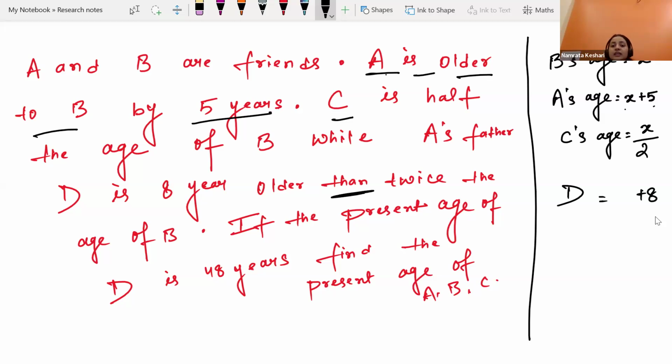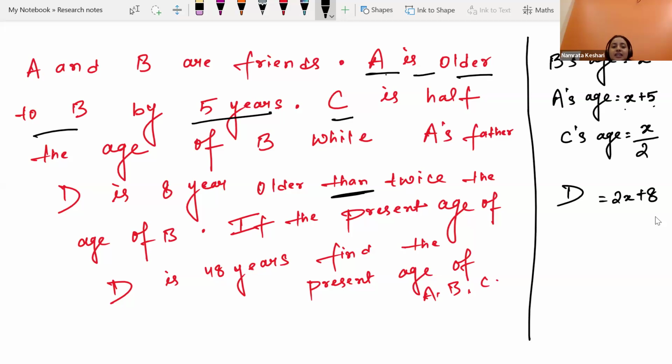Then what? Then twice the age of B. Twice the age of B. Are you getting it? A's father D is 8 years older. That means plus 8 to something. Then twice the age of B, that is 2x. Okay? 2 times the age of B.